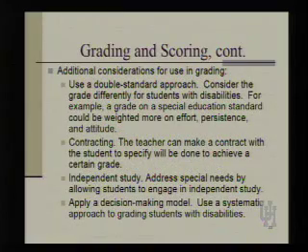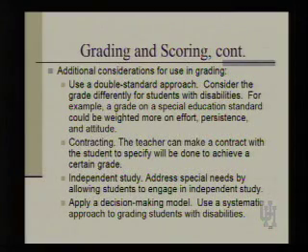Some additional considerations, depending on how you feel about it, may be using a double standard approach. Consider grading differently for certain students depending on what they know or don't know. I personally like the notion of expecting challenge level work out of everybody and grading on the basis of how much achievement has taken place at the student's challenge level, rather than on the basis of who is the highest achiever.